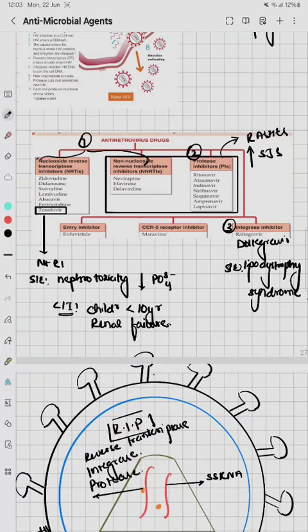Whereas your NRTIs, nucleoside reverse transcriptase inhibitors, also have a few common side effects which can be remembered by the mnemonic BAM. Bone marrow suppression, alopecia, and myopathy.